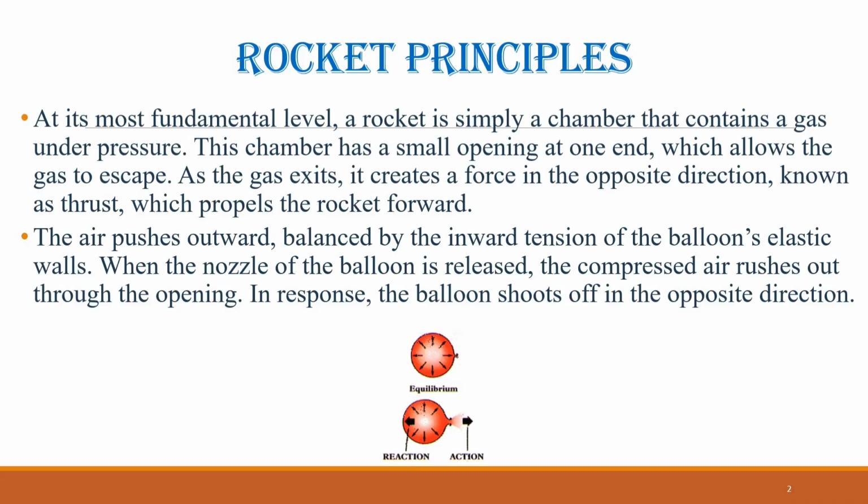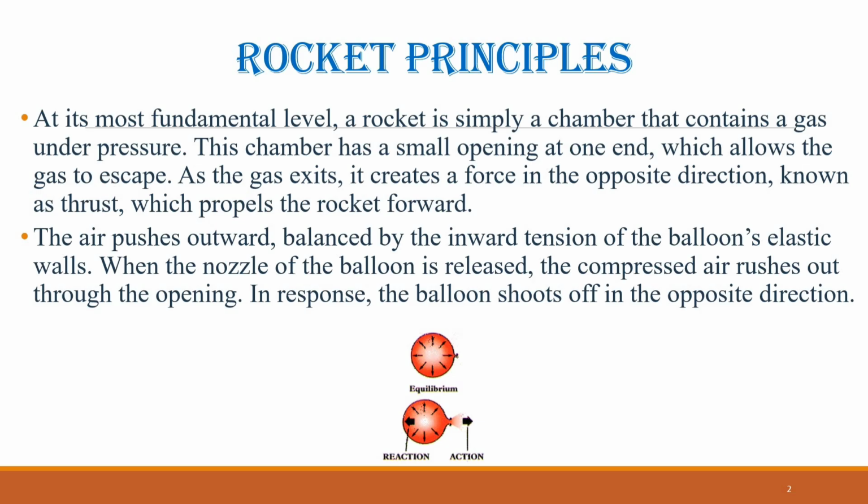The second law states that force is equal to mass multiplied by acceleration. This relationship allows engineers to calculate how much force a rocket engine must produce to accelerate a rocket of a given mass. In other words, it links the weight of the rocket to the power of the engines needed to launch it.